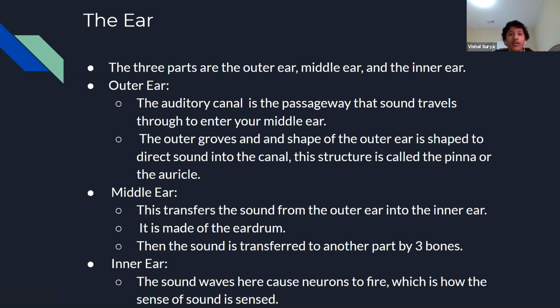What are the bones' names? There's the hammer, the anvil, and the stirrup. I'll type it in chat. Hammer, anvil, stirrup. Those are the common names, but the scientific names are the malleus, incus, and stapes. You don't have to know those names for now, not necessarily something you have to put in your notes. But another fun fact about the stapes, or the stirrup bone, is that it's the smallest bone in your body. So that's pretty interesting.